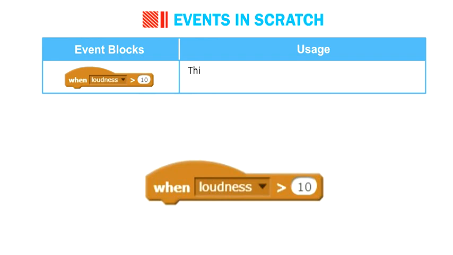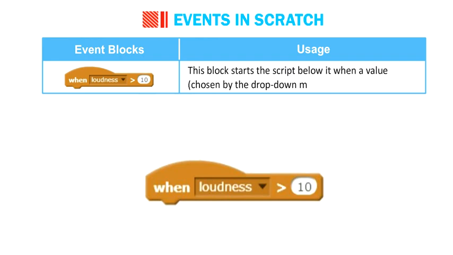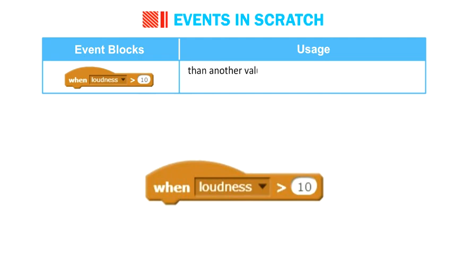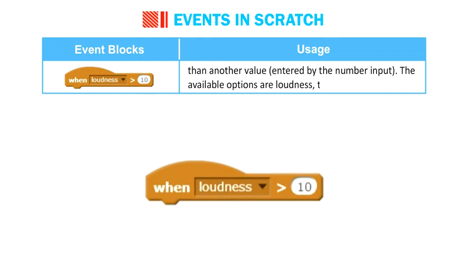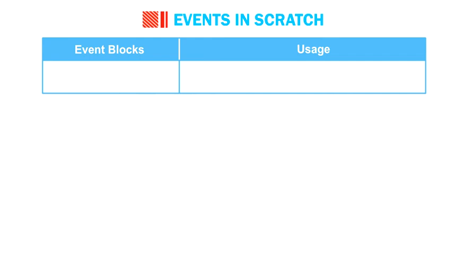"When loudness > 10": this block starts the script below it when a value chosen by the drop-down menu becomes more than another value entered by the number input. The available options are loudness, timer, and video motion.